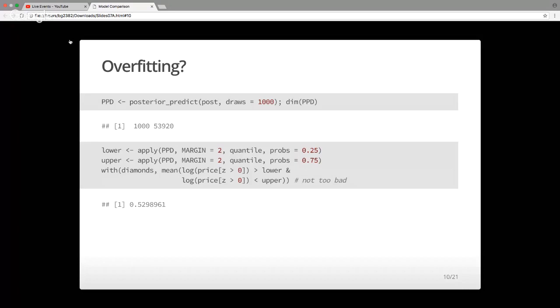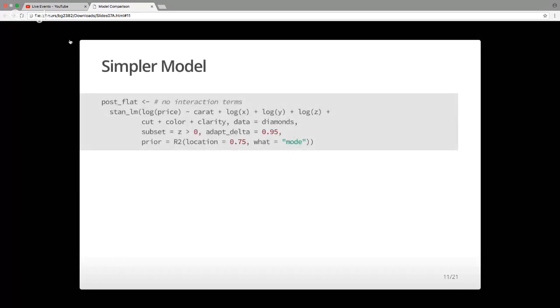Okay, so you should know if you're overfitting, you should know if you're underfitting. And so, maybe I overfit this a little bit, and now I can try a model that doesn't have interaction terms in it. It just has carat additively with log x, log y, log z. I reduced my R squared because I took out the interactions.